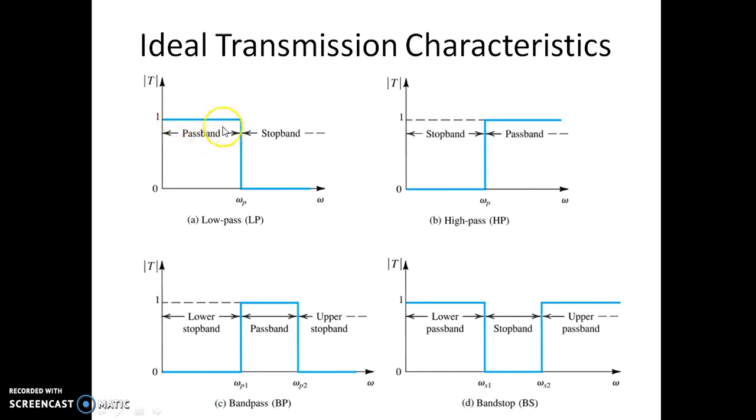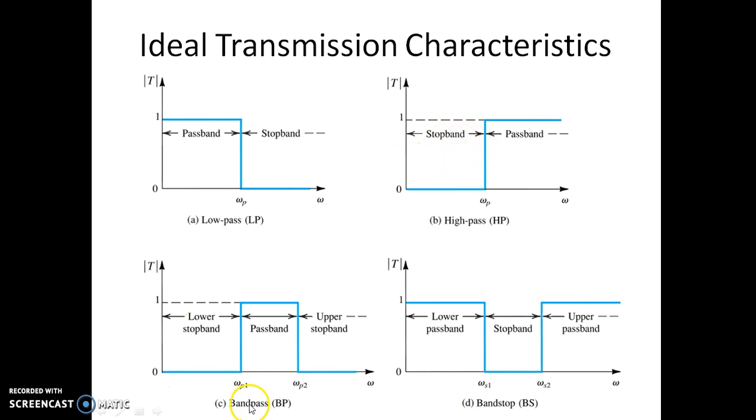We pass the signal without any attenuation till a frequency called omega p, where p stands for the passband edge. So from DC to the passband edge, we want to pass the signal. Anything after omega p should not be allowed. This is the stop band. Similarly for a high pass filter, any frequencies above omega p will be the pass band, and from DC to omega p is the stop band.